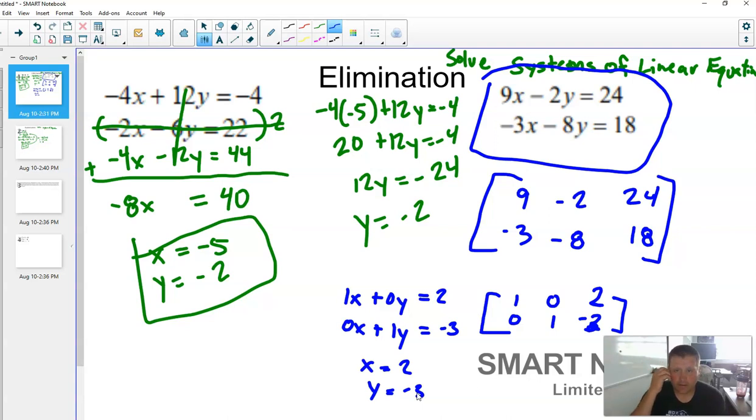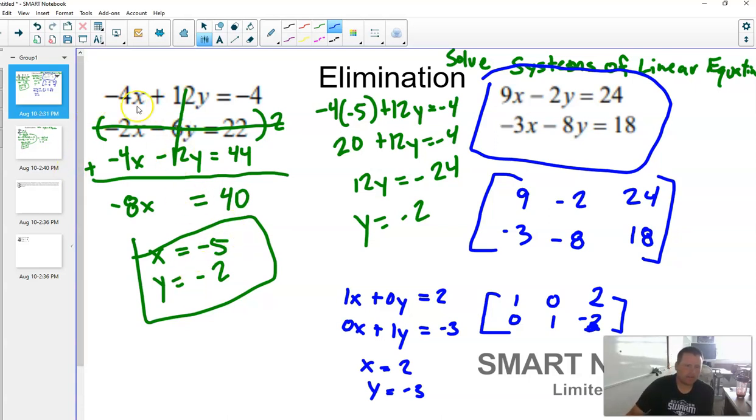And that gives me my solution. I don't have to sit here and worry about doing substitution or elimination. I would encourage you to do that. So use the calculator. Again, online, if you type in RREF calculator, you'll probably be able to find one.